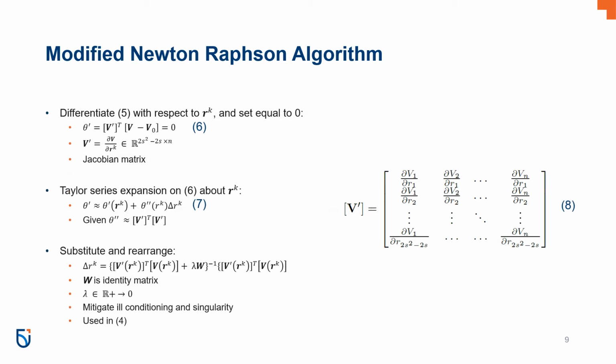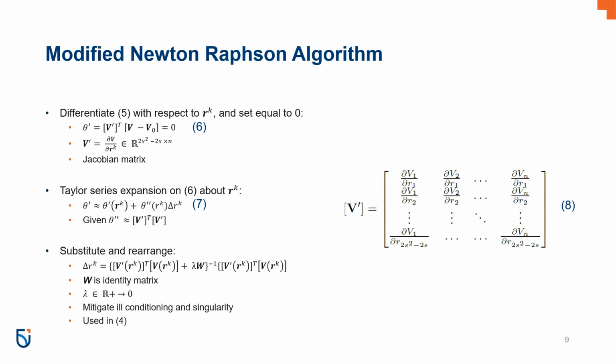In order to solve for the error equation that we defined earlier, we differentiate it with respect to R, and we set it equal to 0. And when we do that, we will have a Jacobian matrix, which is the derivative of all the boundary voltages with respect to all the resistors. And what this Jacobian matrix shows is how sensitive each of the voltage values is if we change a specific resistor in the resistor circuit.